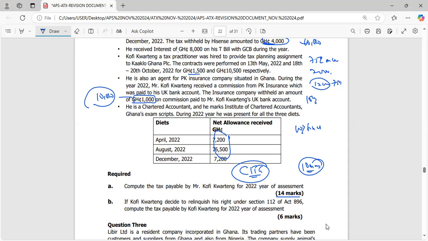For ICAG, international taxation is 10 marks, so they can just limit it, remove some items and bring this question for 10 marks. Compute the tax payable by Mr. Kofi Kwarteng for 2022 year of assessment. Now B, if Mr. Kofi Kwarteng decides to relinquish his right under section 112 of Act 896, compute the tax payable by Mr. Kofi Kwarteng for 2022 year of assessment.